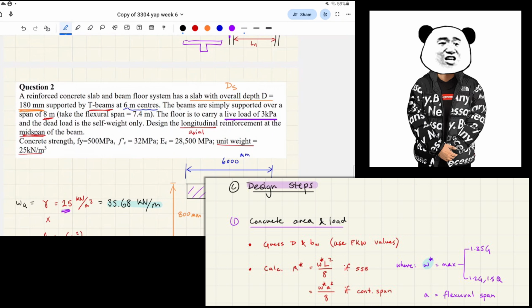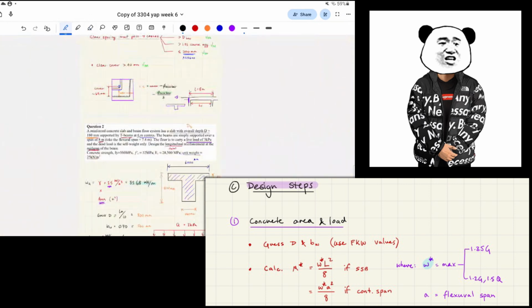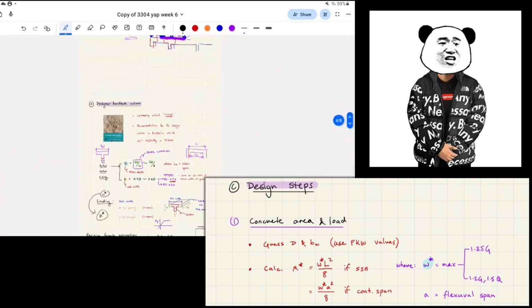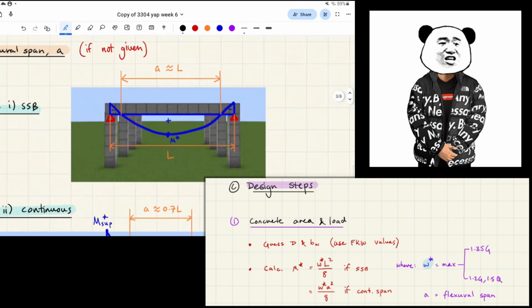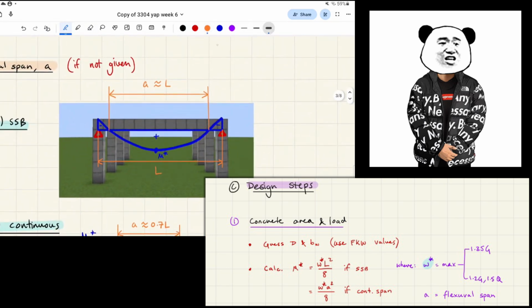Oh, my bad. Wait, I kind of screwed something up. It says the beams are simply supported. Basically what's happening is this. It's simply supported, which is this case, right? And in the standards, it says the flexural span is approximately the same length as L. But what this question specifically says is that the flexural span is 7,400 millimeters and the L is 8,000, so they're actually different numbers. It's just that in the standards we can approximate it for a simply supported case.